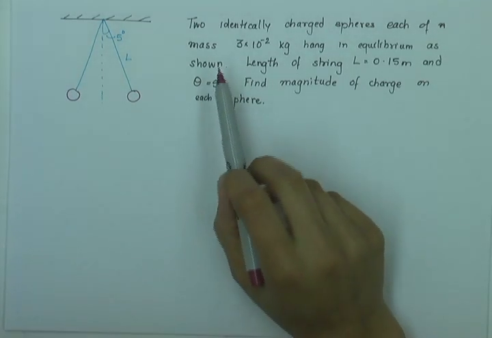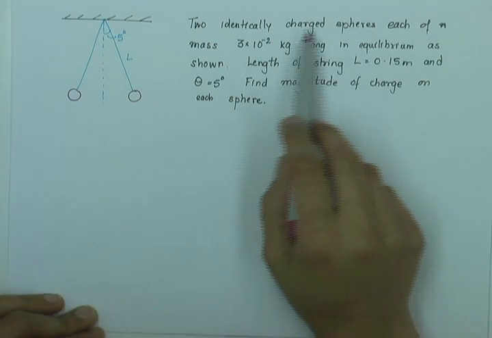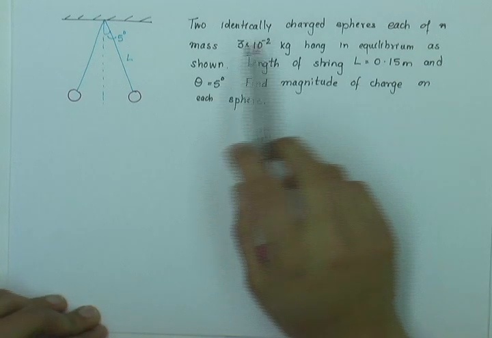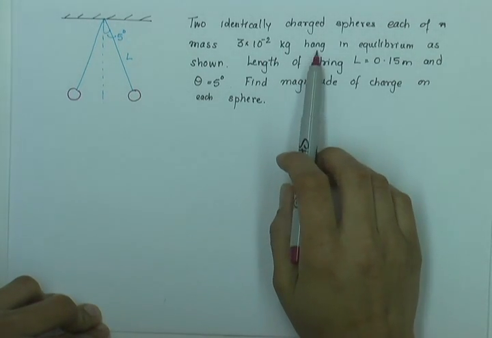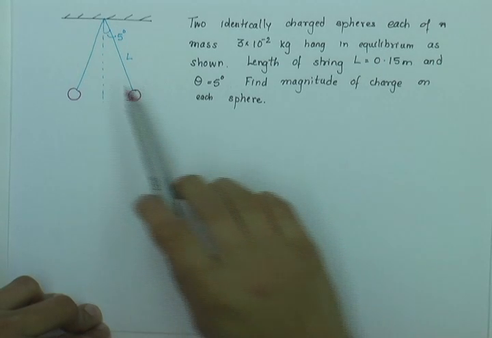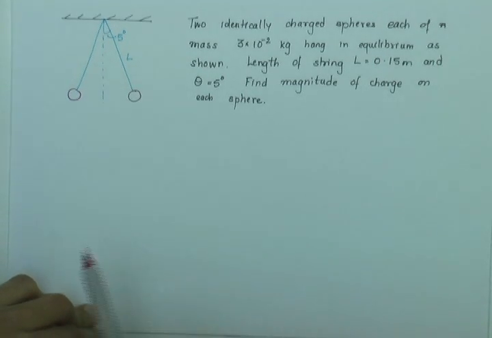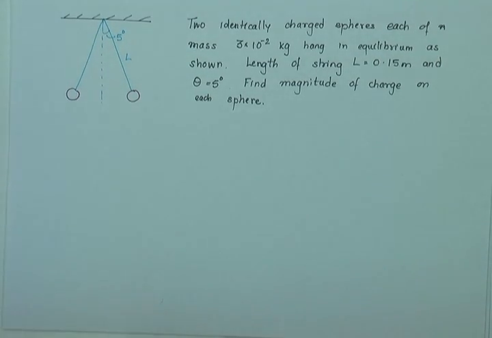Problem, we are told that there are two identically charged spheres, each of mass 3 into 10 raised to minus 2 kilogram, and they hang in equilibrium as shown. The length of the string L is 0.15 meters and theta is 5 degrees.